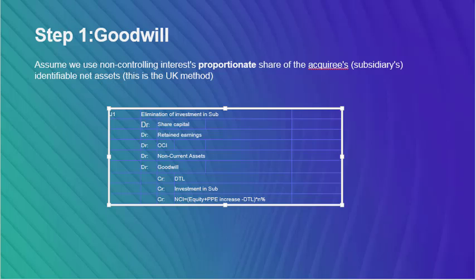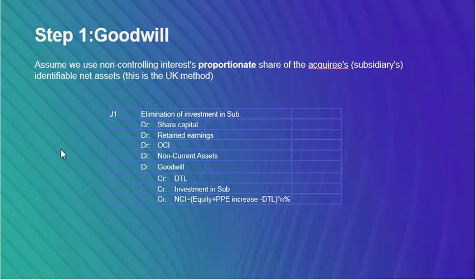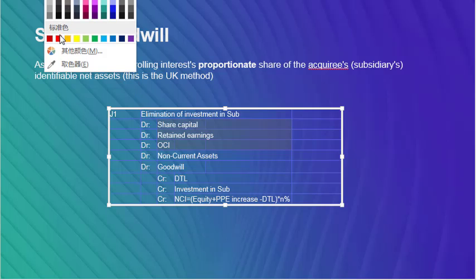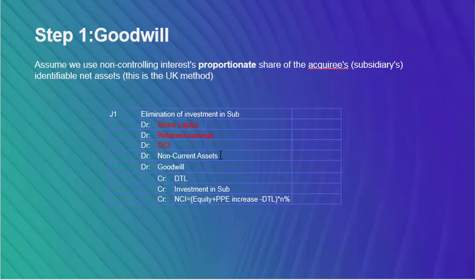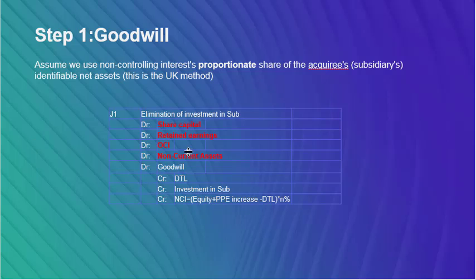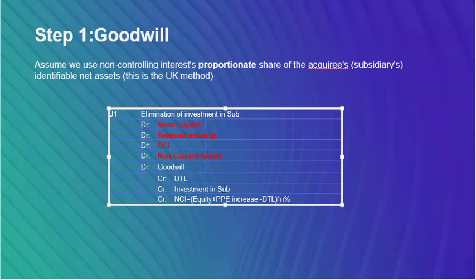So for the goodwill, we're going to look back to the historical data, the day the acquisition happened. We debit share capital, retained earnings, and OCIs of the subsidiary, and then if there's any revaluation of non-current assets, we're also going to reflect the incremental of that asset. Okay, and then we've got investment in subs. This is the money you pay for the acquisition.